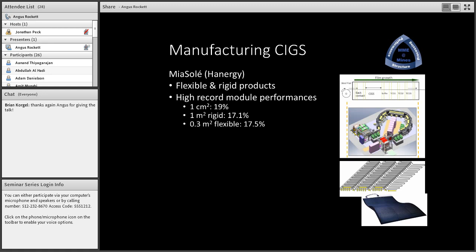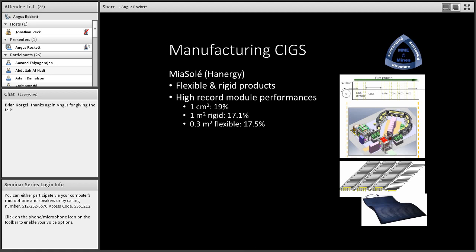They're mini modules. They don't indicate sort of a mini module performance, but their 1 square centimeter performance is about 19%. Their rigid 1 square meter performance is over 17%, and their 0.3 of a square meter flexible product is 17.5% champion. So their manufactured modules can exceed 17%.